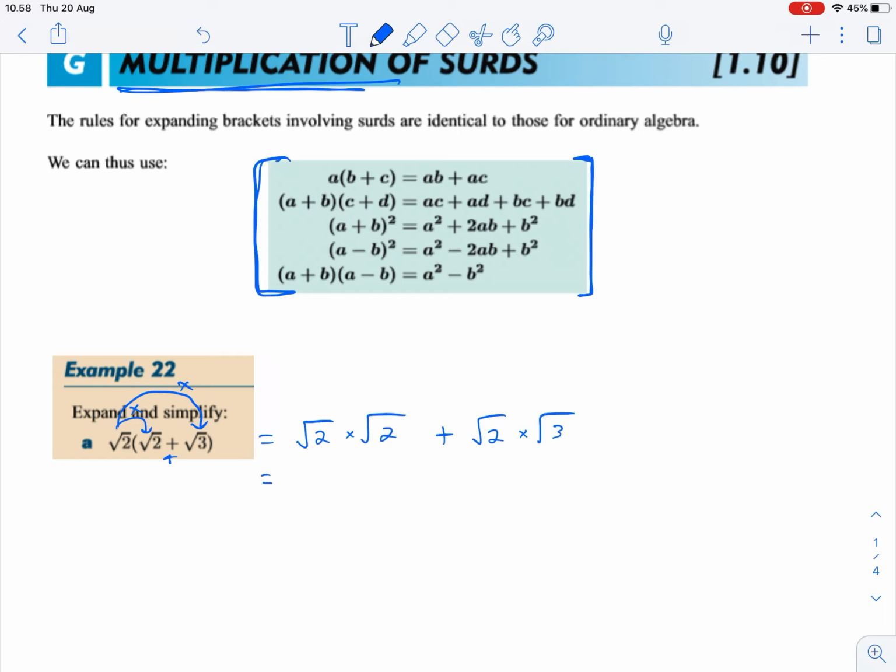Now, in math, sometimes we get confused by how we write things. You might see this, I wrote this multiplication sign here. You can write that there or you don't have to. You could have just done this. That communicates the same thing.